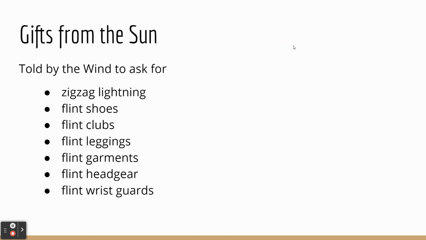The gifts they ask for and get from the sun, they're told by the wind to ask for them. So the zigzag lightning, and again, the lightning and Nesgahani are linked together in the novel. It's one of the things that Roanhorse borrows from the novel to make it work. They're told to ask for flint shoes and flint clubs and flint leggings and flint garments, a lot of flint headgear, wrist guards. In other words, they're pretty much told to ask for armor made of flint, along with the lightning. And the sun gives them all of this because they survived all of the challenges.